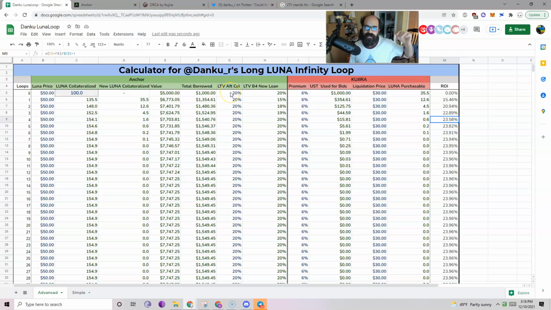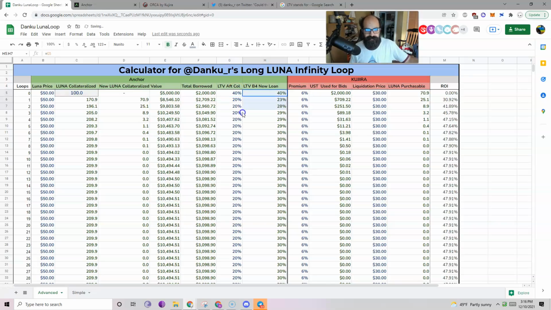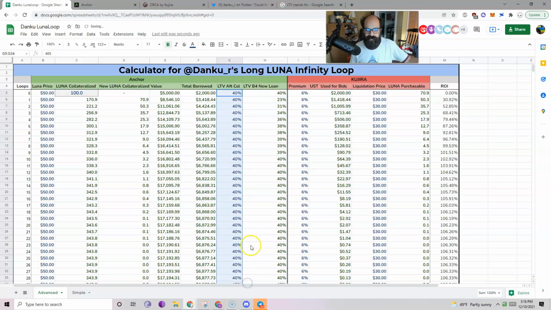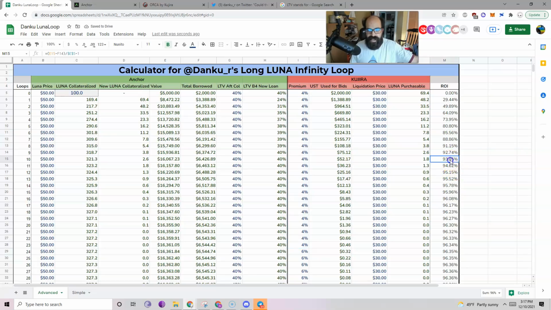Now, the higher the LTV is, the more loops you can do for a better return. So, if you had some insider information and knew that Luna was up only, and did like 40%, right? Let me just go far enough. At 40%, you're doubling your Luna after 13 loops, right? And even at a premium of 4%, you're nearly doubling after those 13 loops.